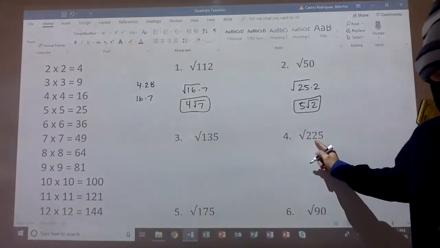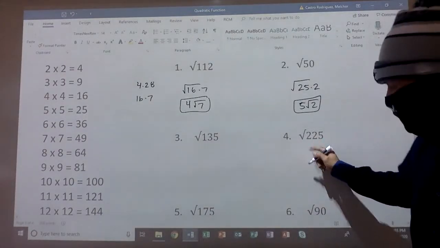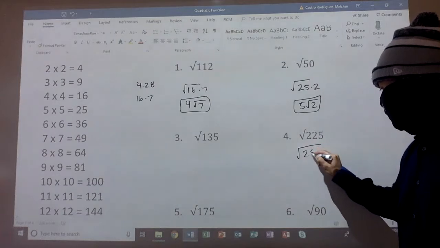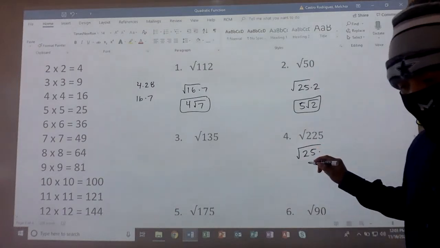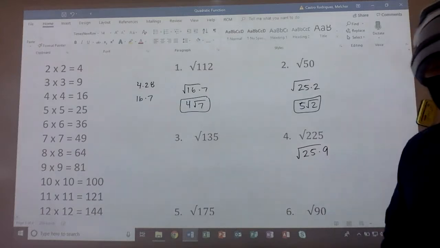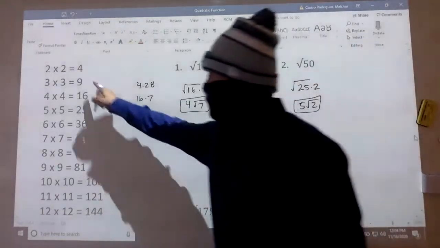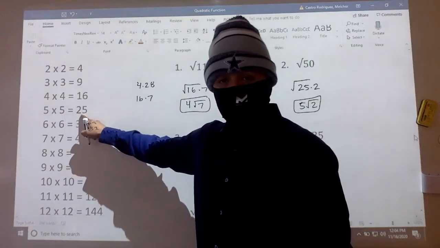225 divided by 4, it doesn't work. By 9, it doesn't work. By 16, it doesn't work. By 25, it does. 25 times 9. So let's go on my list. Is 25 on my list? It is. So the number that comes out, 5.